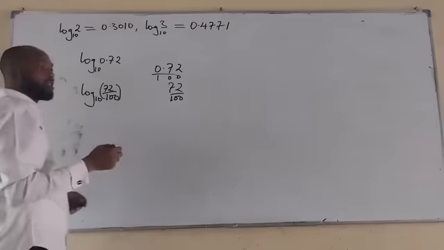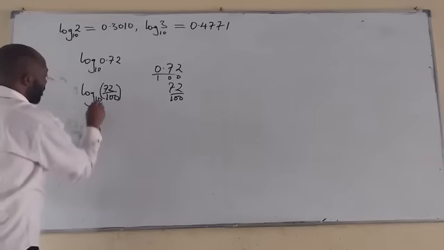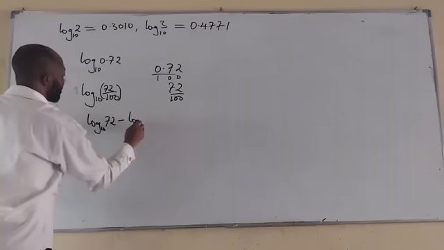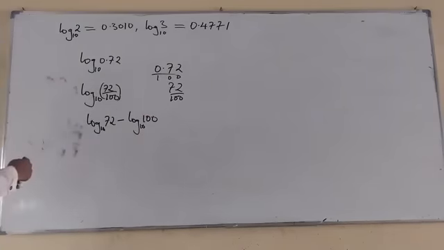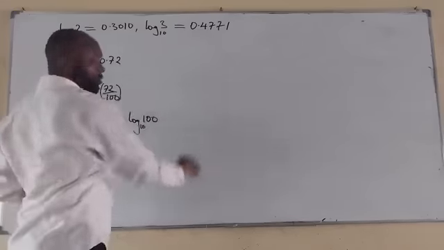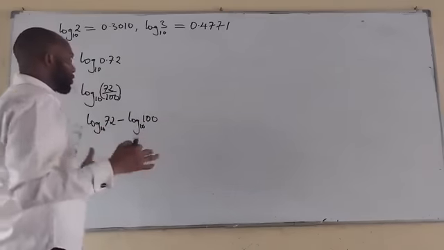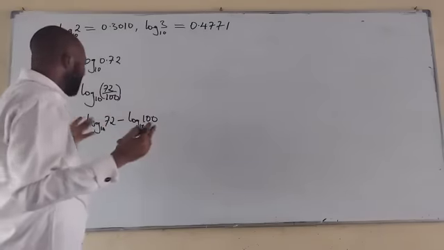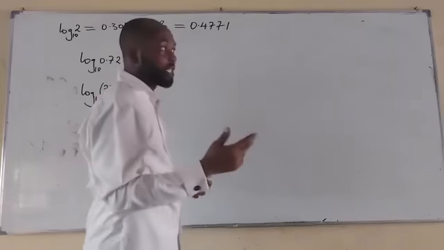This, in the subtraction law, can therefore be written as log in base 10 of 72 minus log in base 10 of 100. So if that is true, I have to look for a way to break down this variable 72 into factors that I can use to get 2 and 3. So you just have to go back to your lowest common multiple, LCM, like we did in solve.